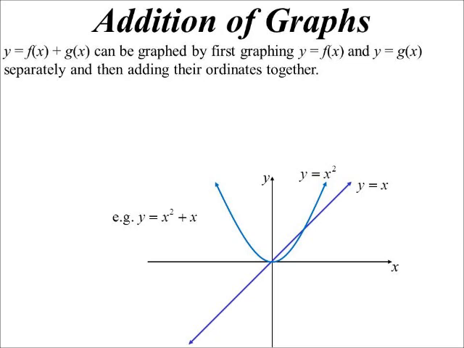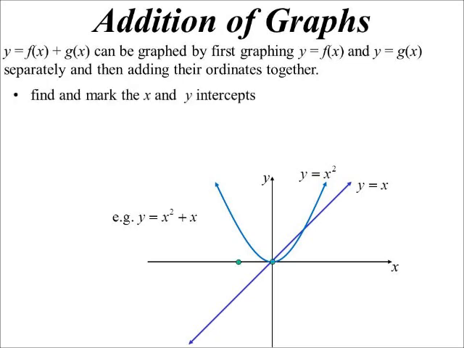So really all we do is we draw the two original graphs and then physically add their y values, known as ordinates, together. So let's do a very simple one. Y equals x squared plus x. So there's y equals x squared, there's y equals x. I just want to add these two curves together.